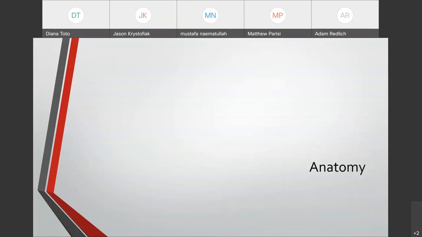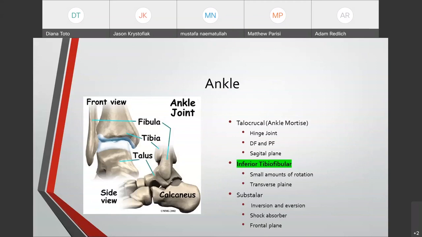So just going over some anatomy of the ankle. The ankle joint has 3 articular surfaces. You have the talocrural area, the ankle mortise. This comprises the tibia, fibula, and the talus. This is a hinge joint. The motion is in the sagittal plane, so a lot of dorsiflexion and plantar flexion.